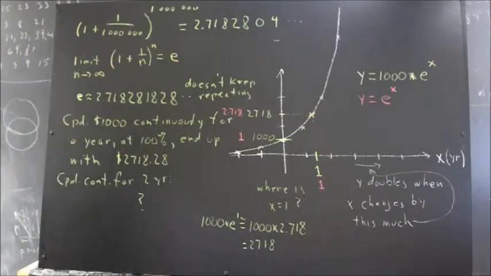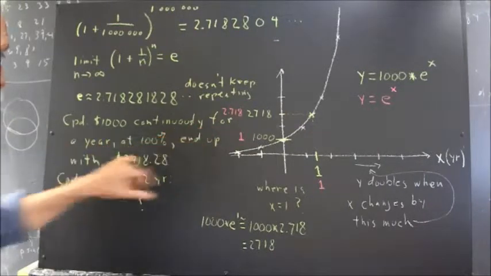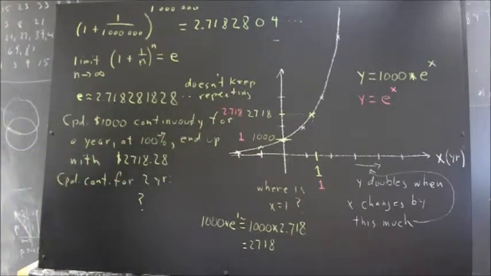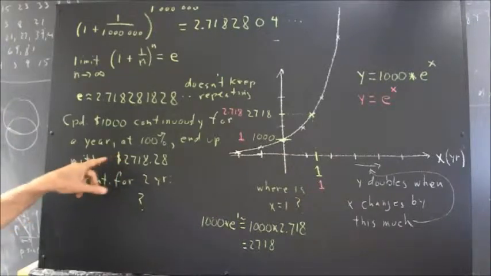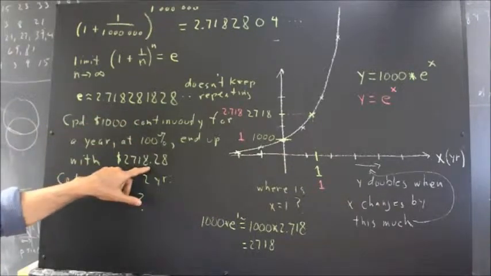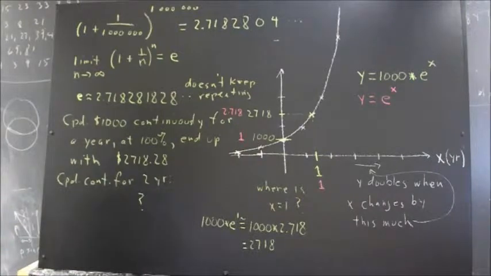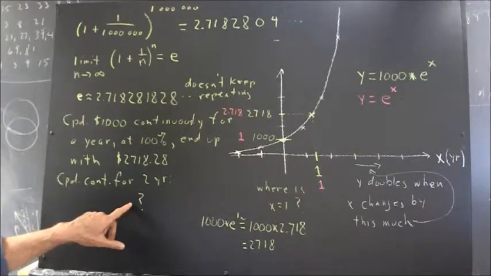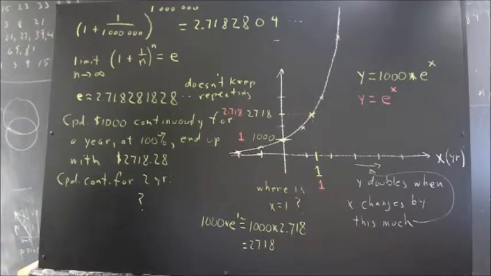Okay, so what's this mean? This means if we compounded $100 continuously for a year at 100% annual interest, we would end up with, well, 1,000 times this, $2,718.28. And you can see how those numbers relate to the numbers that you calculated, or that were calculated previously, and any numbers that you calculated. Okay, now, if we compound continuously for 2 years, I wonder what we would get. I'm going to leave that as an open question.